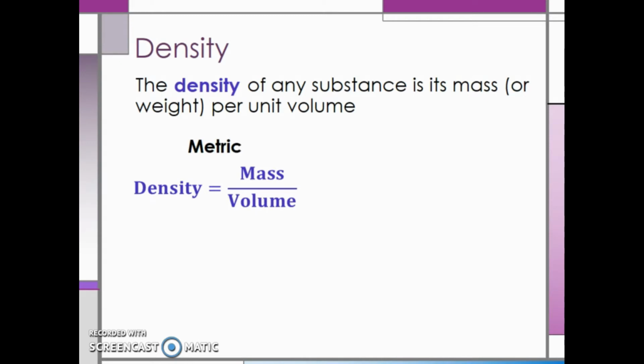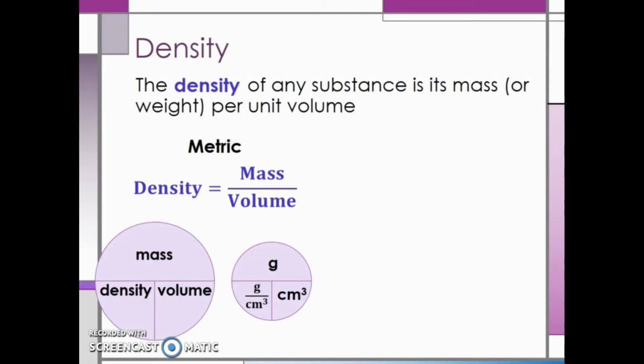In the metric system, density is equal to the mass divided by the volume. Looking at our equation circle, we see that mass is on top, and density and volume are both on the bottom. The unit we will use for mass is going to be gram, not kilogram. Density will be in grams per cubic centimeter, and volume will be in cubic centimeters.